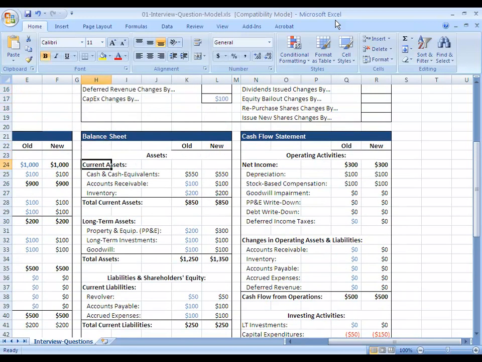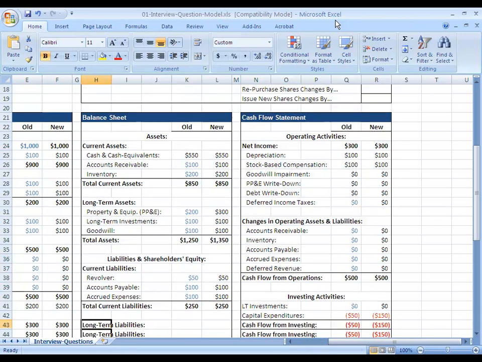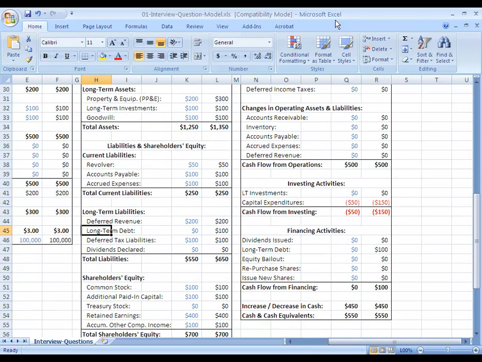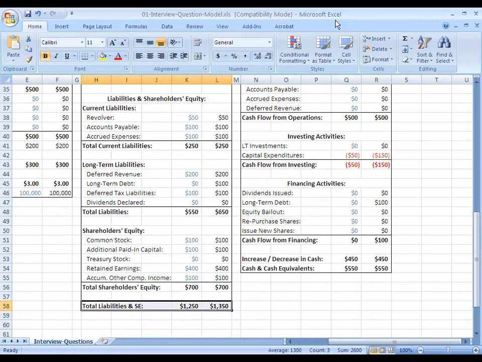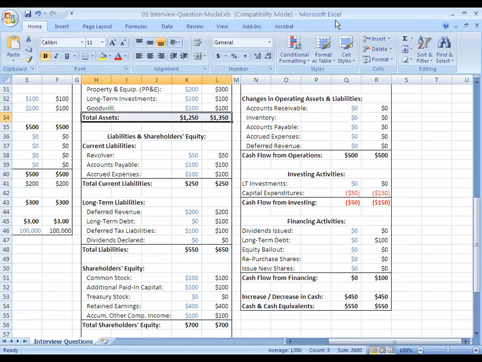Over on the balance sheet, cash stays the same, property and equipment goes up by 100, and so our total assets here are up by 100. On the liabilities and shareholders' equity side, long-term debt here is up by 100, so our total liabilities are up by 100. Total liabilities and shareholders' equity are up by 100 here, and our assets are also up by 100, so our balance sheet balances.